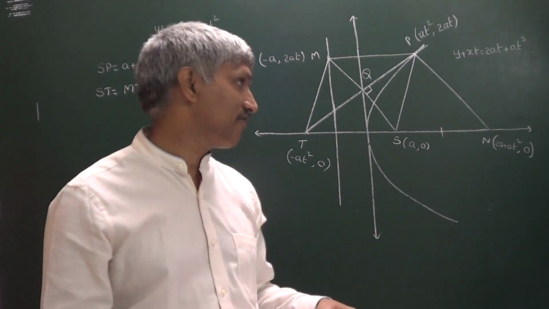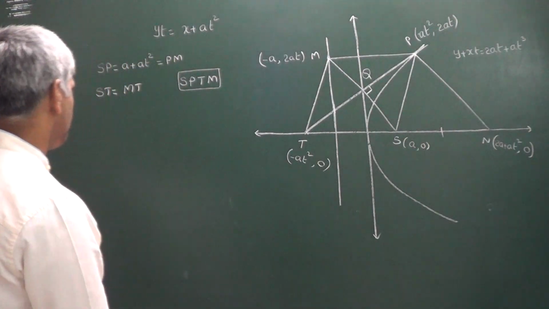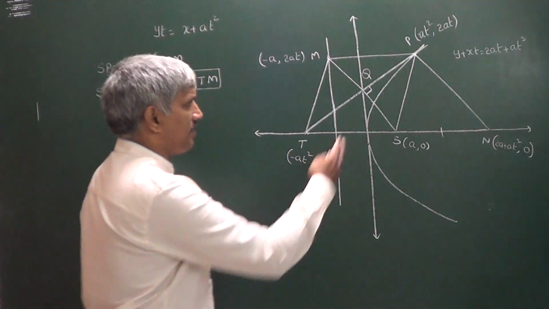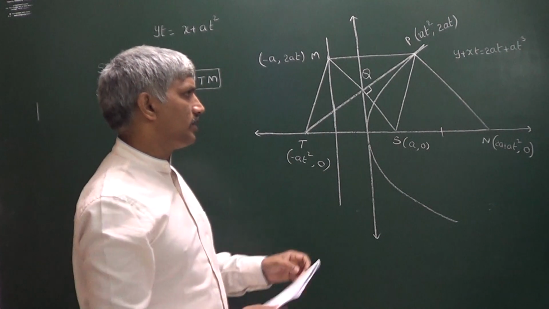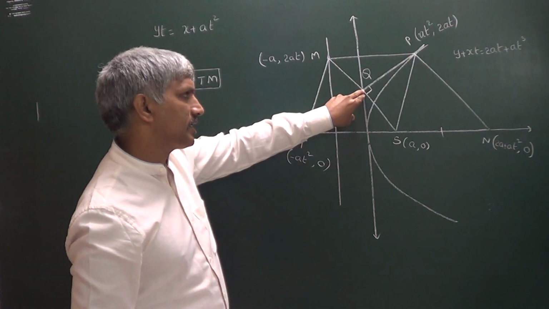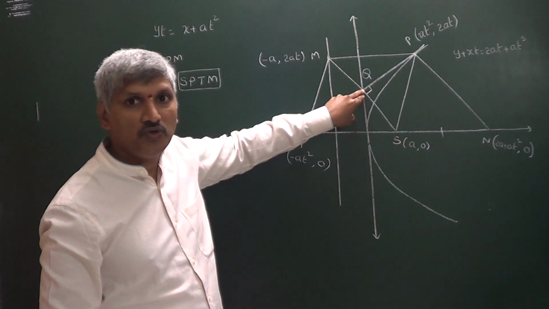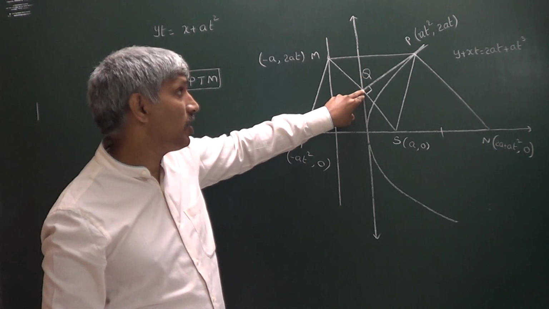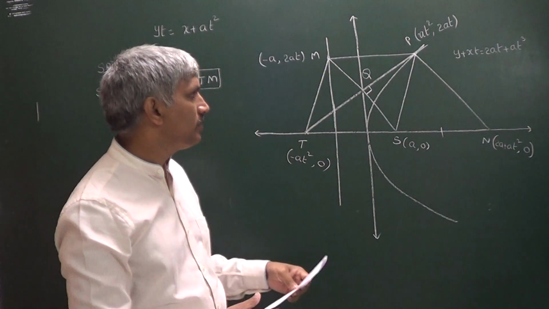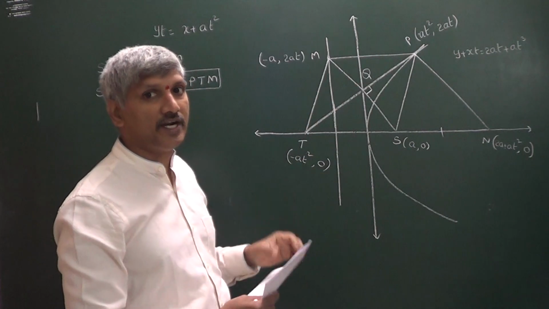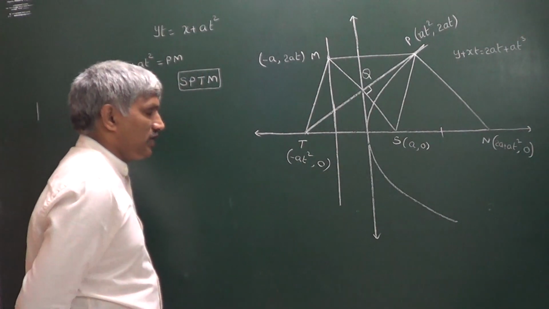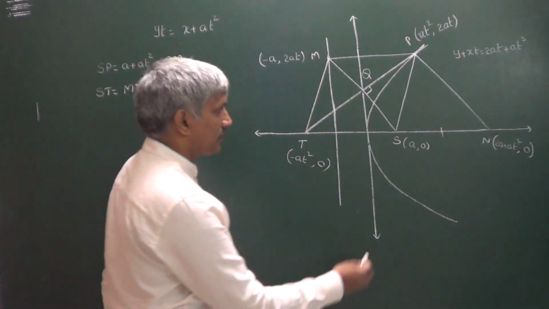That is the one more information we got. Okay, right. So PMTS is a rhombus. Rhombus diagonals intersecting at a point Q. That point Q lies on the y-axis. That is nothing but the tangent at vertex. You can see the first point here.